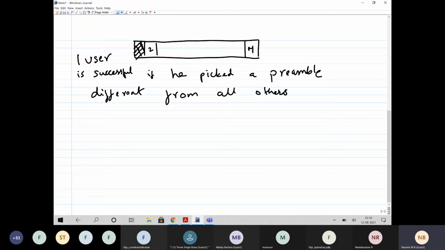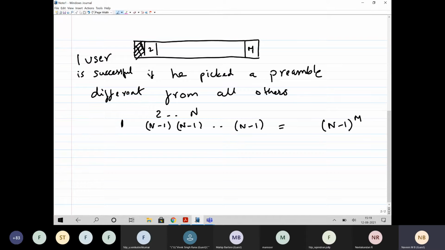Agree? So without loss of generality, let's say this guy picked preamble number 1. So all these other guys, they can pick any preamble between 2 to n. Let them collide. He doesn't care. He will be successful. So how many choices does each of these guys have? Each one has n minus 1 choices, right? 2 to n. So like this, all of them have n minus 1 choices. So n minus 1 whole to the power m will be the total count.